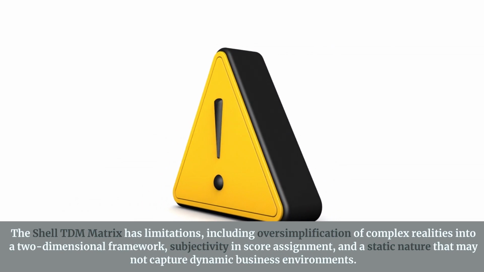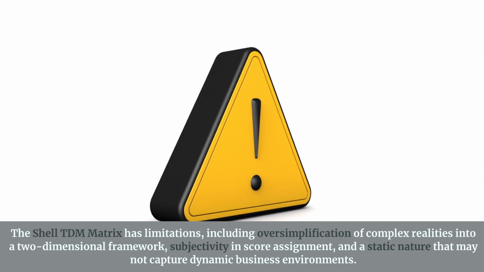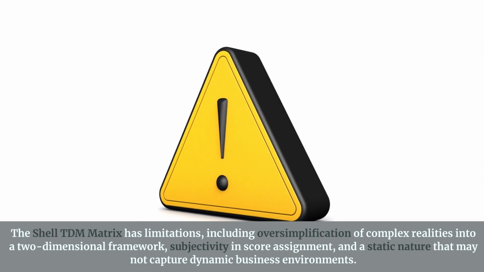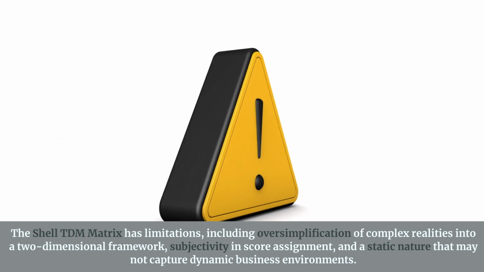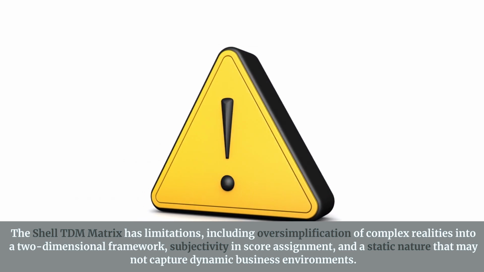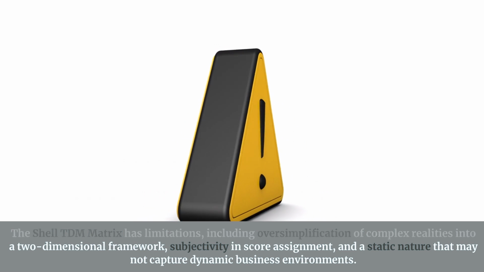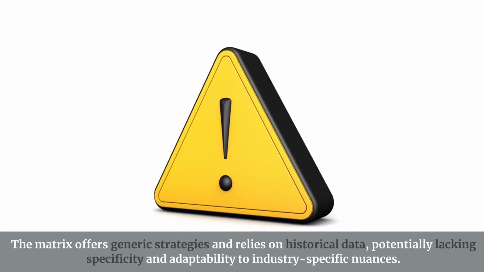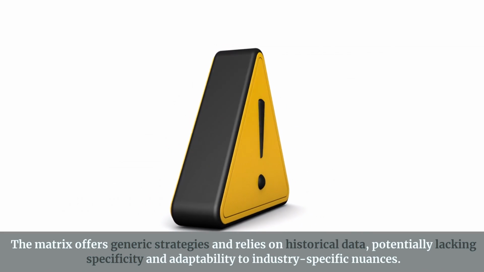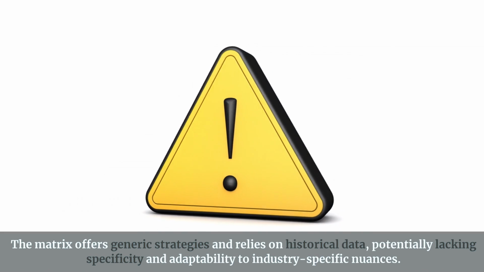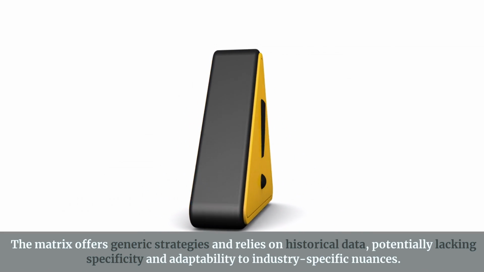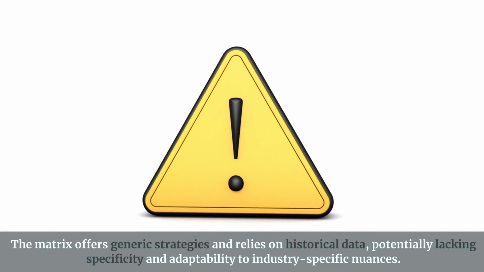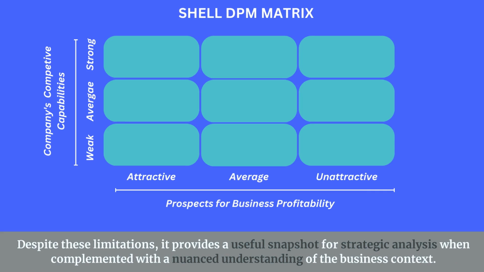The Shell DPM matrix has limitations, including oversimplification of complex realities into a two-dimensional framework, subjectivity in score assignment, and a static nature that may not capture dynamic business environments. The matrix offers generic strategies and relies on historical data, potentially lacking specificity and adaptability to industry-specific nuances. Despite these limitations, it provides a useful snapshot for strategic analysis when complemented with a nuanced understanding of the business context.